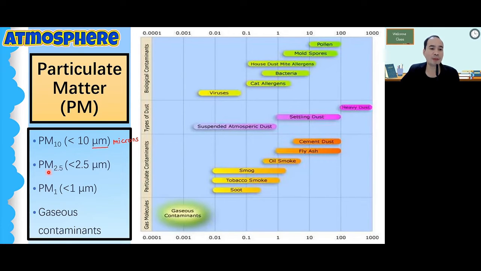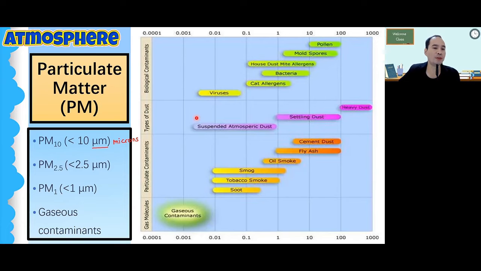Particulate matter that is between 2.5 to 10. So we have here your mold, your allergens. We also have here your mite, right? Dust mite. And also we have here less than PM1. So we have here your cat allergens, your suspended atmospheric dust. It can be your smog here, your soot also, right?